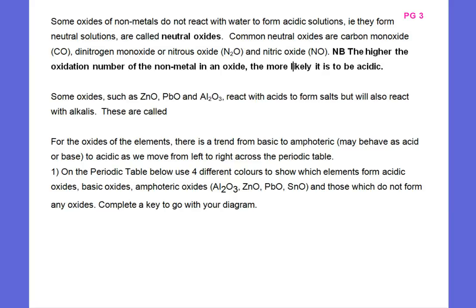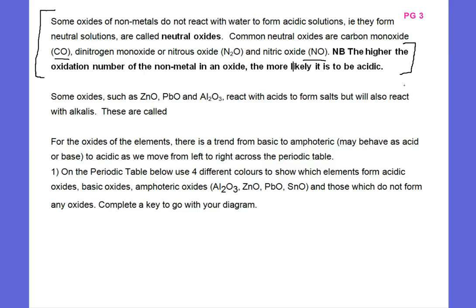There are some oxides of nonmetals that aren't acidic though. Some of them do form neutral oxides. Some common neutral oxides are things like carbon monoxide and nitric oxide, and they don't form acidic solutions, they form neutral solutions. And one thing to note, a little thing that the HSC is picking up on, is the higher the oxidation number of the nonmetal in an oxide, the more likely it is to be acidic. We'll do some practice on that in a minute.